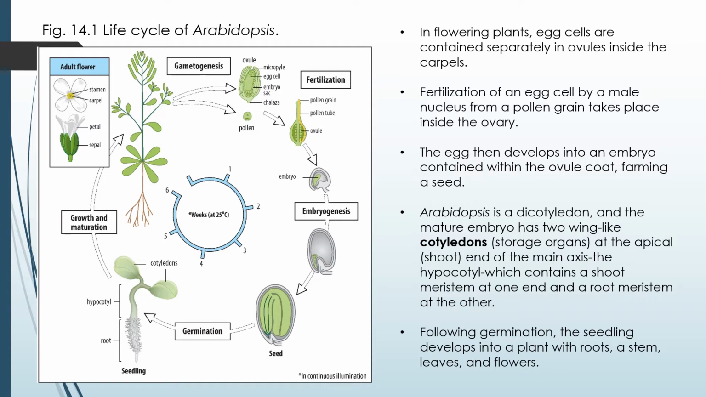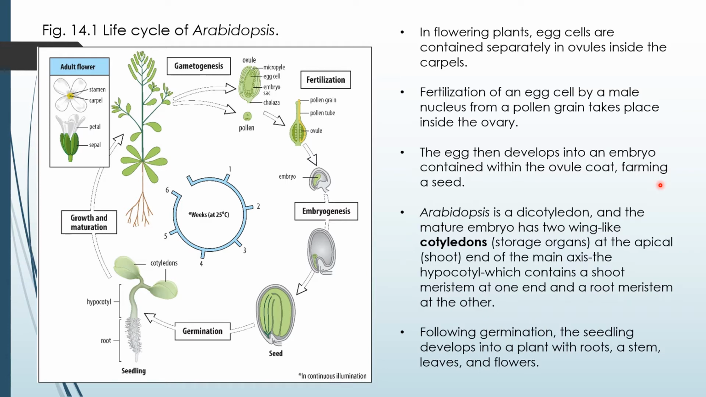So, Arabidopsis is a dicotyledon, and the mature embryo has 2 wing-like cotyledons, which are actually the storage organs. At the apical end of the main axis is the hypocotyl, which contains a shoot meristem at one end and a root meristem at the other. Okay? So, ito yung tinatawag natin na cotyledons. Ito yung hypocotyl, and then, of course, the root meristem at the other end. Okay? So, dito natin malalaman kapag ang isang plant ay monocot or dicot. 'Di ba? Pag monocot or dicot, dito sa mga number of cotyledons na meron sila. Okay? So, following germination, the seedling develops into a plant with roots, a stem, and of course, the leaves and the flowers.